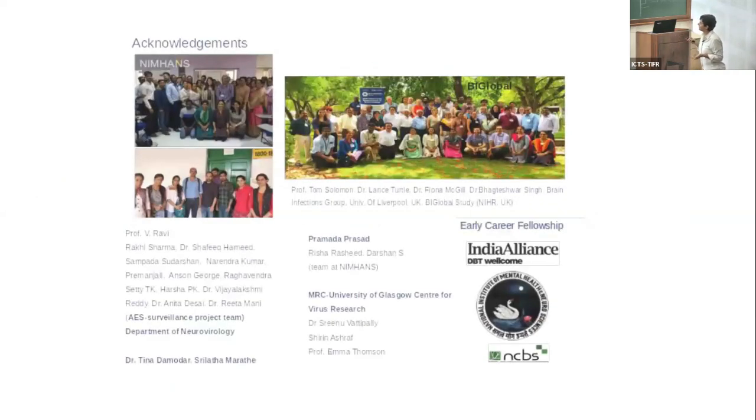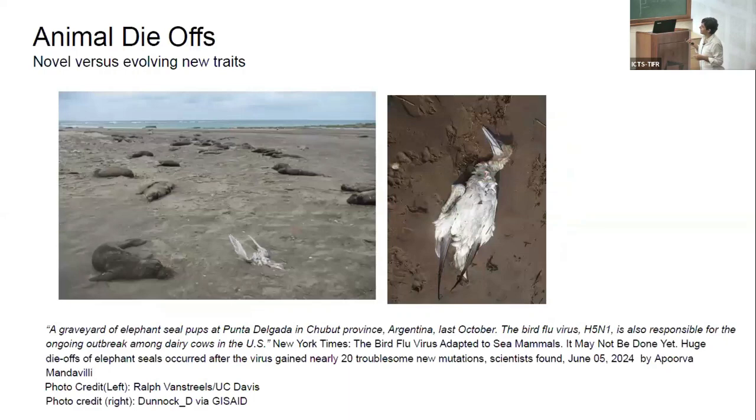And this is the team that did the work. Darshan also did part of the work. He's in the audience. I don't know if he's mentioned here, but he's part of the NIMHANS team.